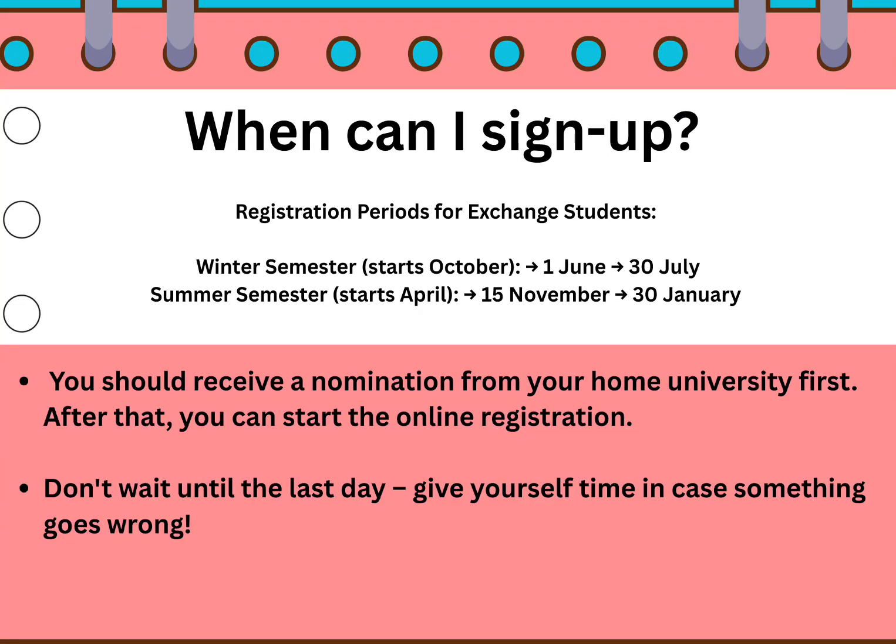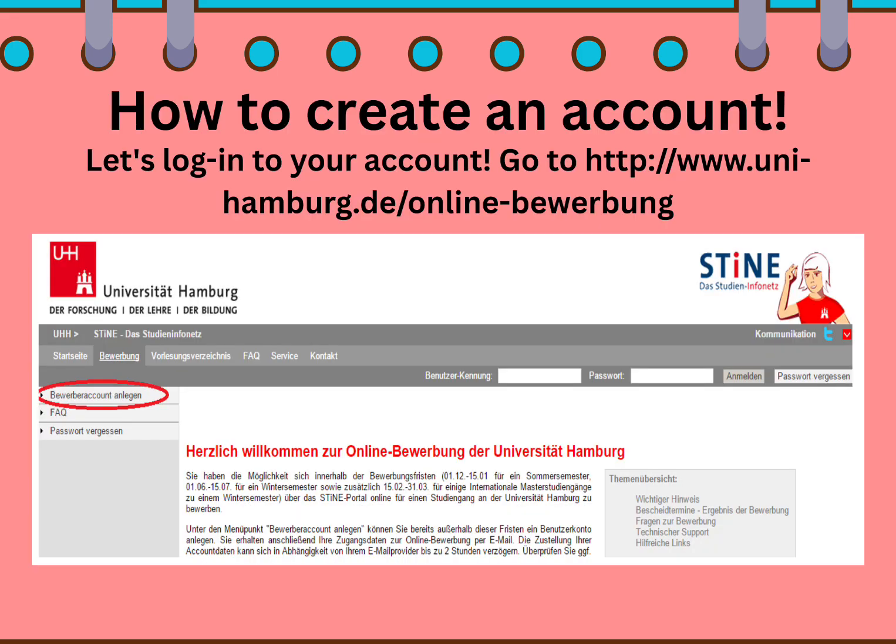First, make sure you're applying during the correct period. You can find both registration periods on the slide. Then also, you should have received a nomination from your home university before you can start the application process. This is very important. How to create an account: you will need to go to the website mentioned on the slide, and after click on Bewerberaccount anlegen, which translates to create application account.